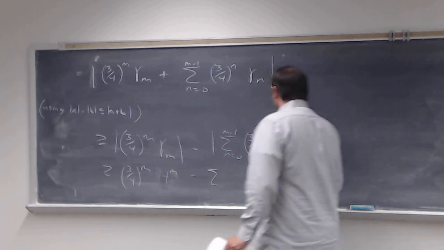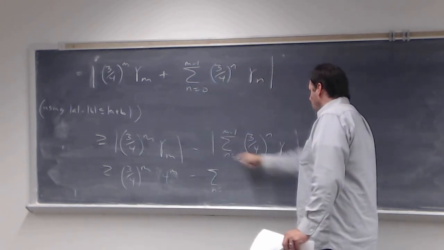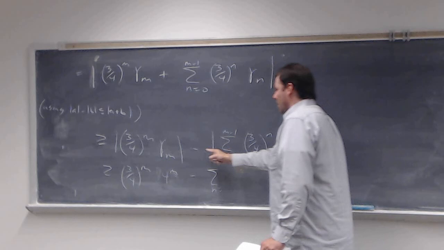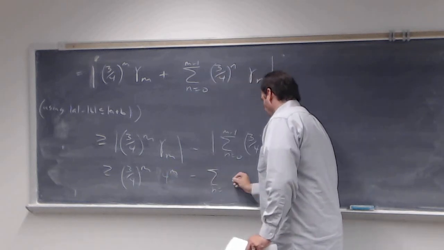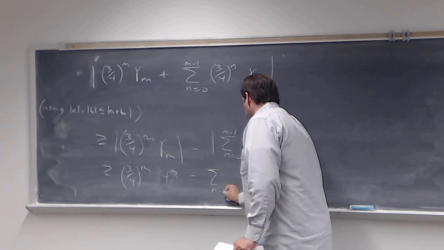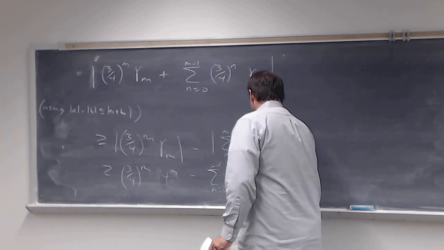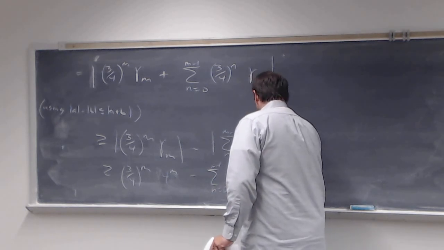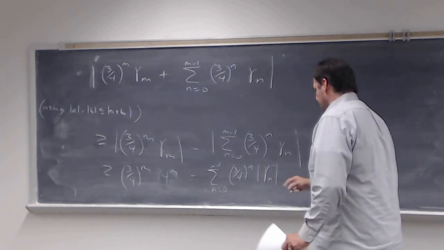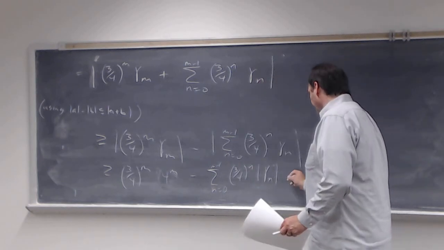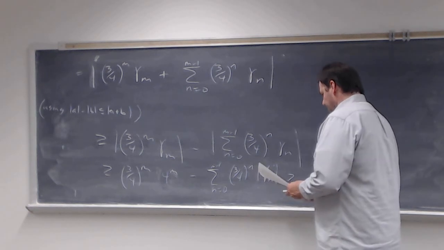So I'm going to bring the absolute values inside, and when I do, this quantity becomes bigger. And so I'm taking away something bigger, so overall, this line becomes smaller. And so this is the sum as n runs from 0 to m minus 1, 3/4 to the n times the absolute value of gamma sub n. Okay. Now, we know we got something bigger than this, I think.